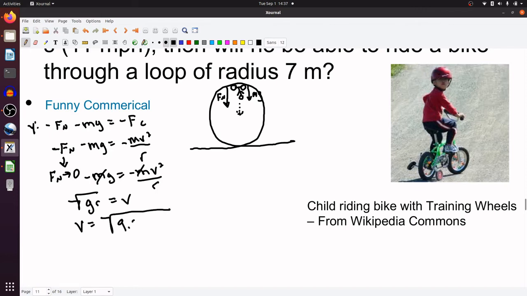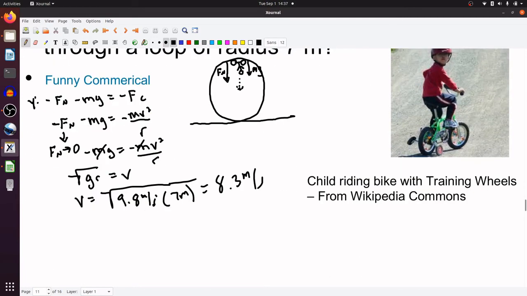So I take 9.8 meters a second squared times the radius of the loop, and that's 7 meters. And then I find my calculator, which is over here. 9.8 times 7, square root, and that gives me 8.3 meters a second. The kid could only go 5. So the kid's probably going to crash and burn somewhere around here. He's not going to make it through the loop.